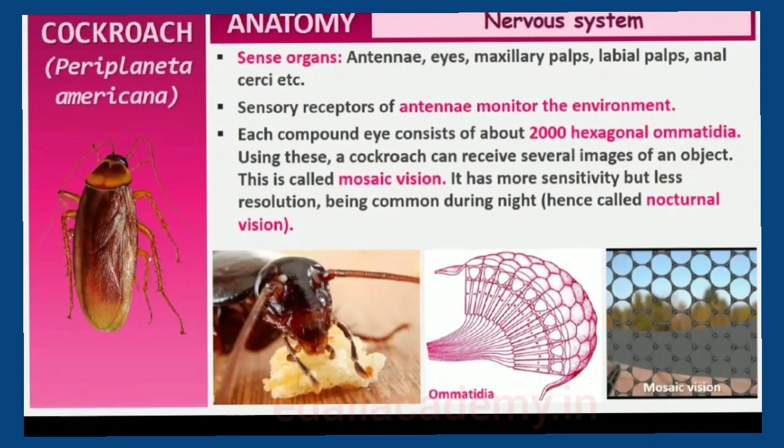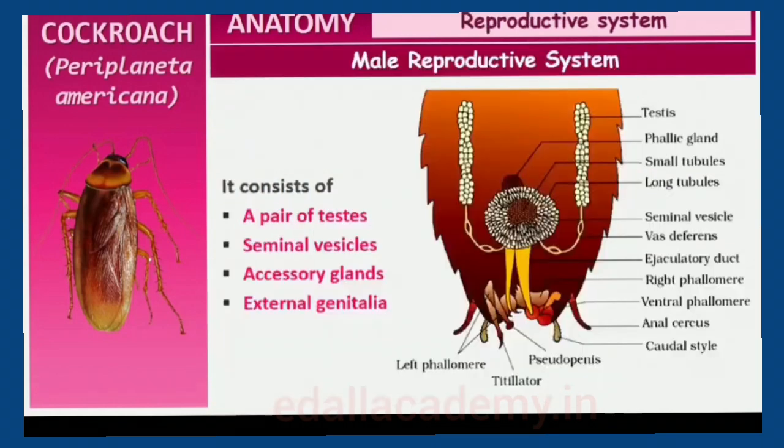With the help of several ommatidia, a cockroach can receive several images of an object. This kind of vision is known as mosaic vision, with more sensitivity but less resolution, being common during night, hence called nocturnal vision. Cockroaches are dioecious and both sexes have well-developed reproductive organs.